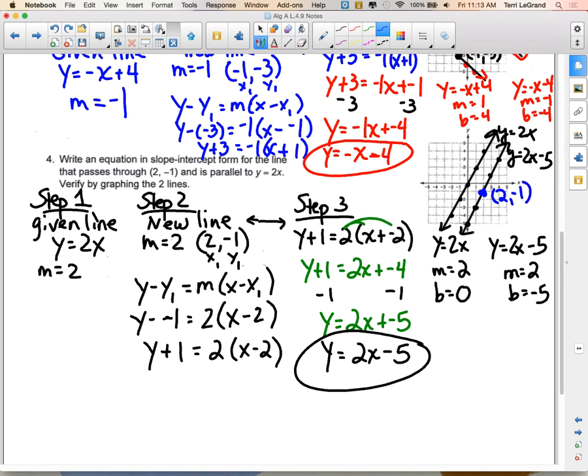So any questions on these? These are the ones on the back that require a fair amount of work and some thought process going as you're doing them. Any questions?